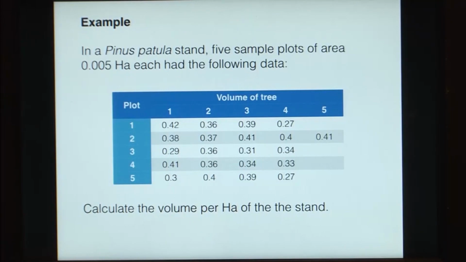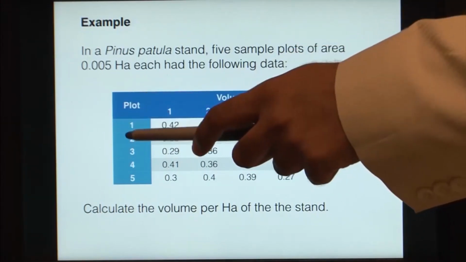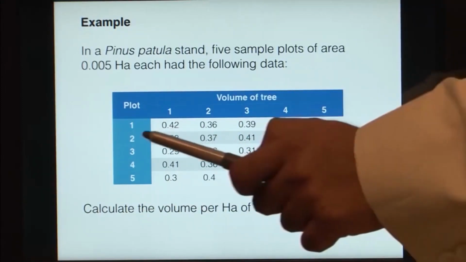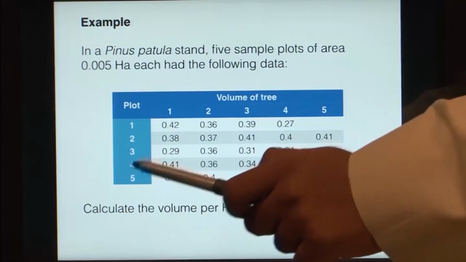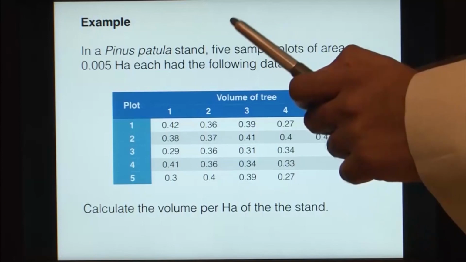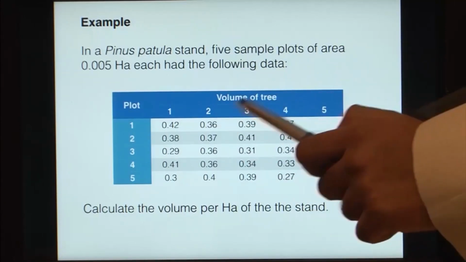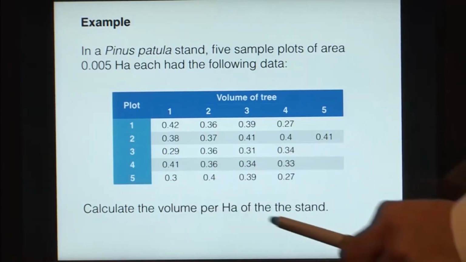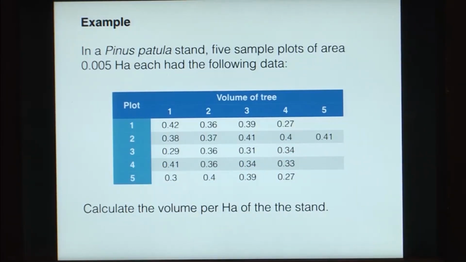In a Pinus patula stand, 5 sample plots of area 0.005 hectares each had the following data. Here we have 5 sample plots, sample plots 1, 2, 3, 4 and 5. Each sample plot has a different number of trees. The first plot has only 4 trees, the second plot has 5 trees and the other 3 plots have 4 trees each. The volume of all these individual trees has been computed and we are required to calculate the volume per hectare of the stand.